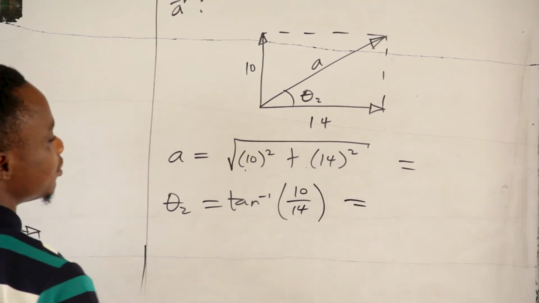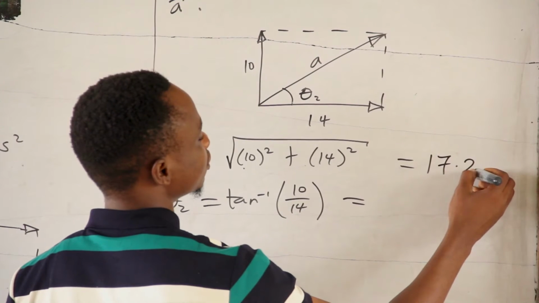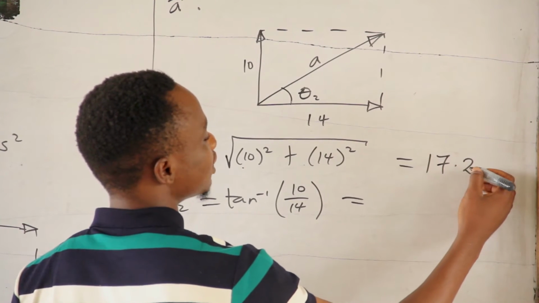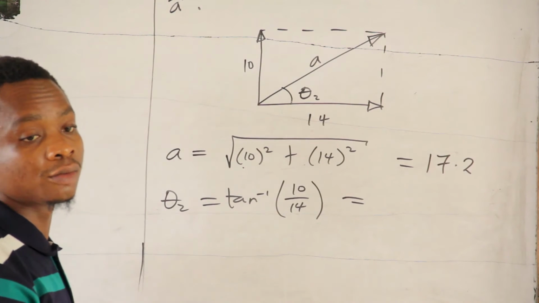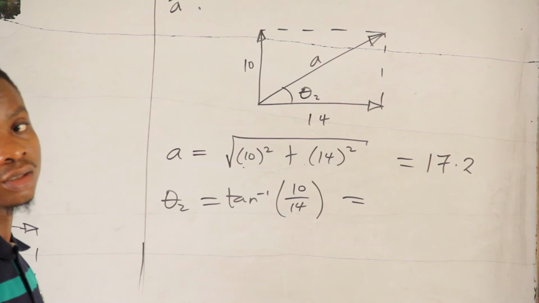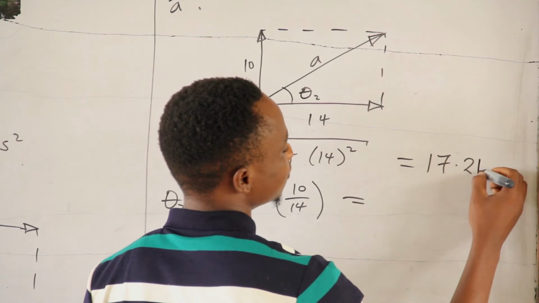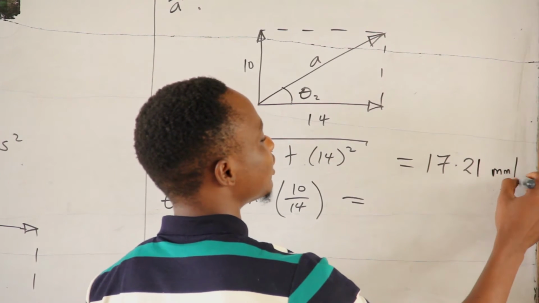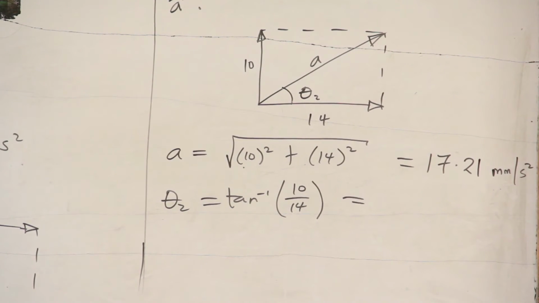So what does it give you? 17.2. Two what? Millimeters per second squared. The result is 205. Yes, that's 17.21 millimeters per second squared. What does this angle give you? 35.5.